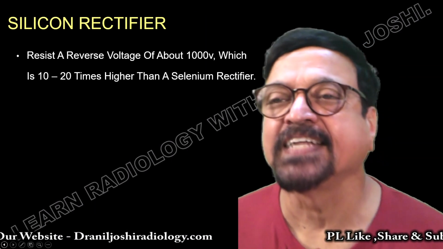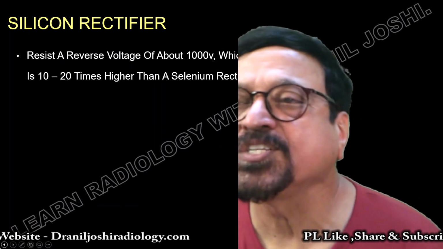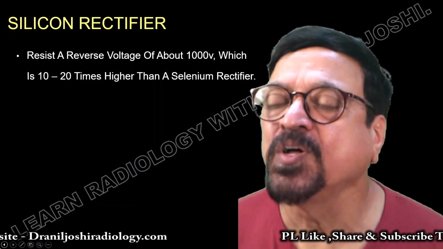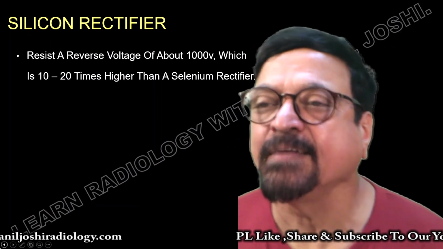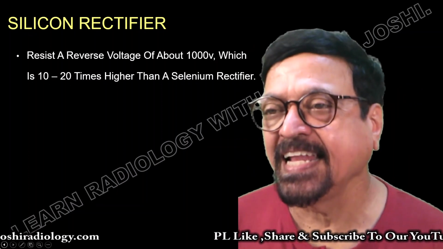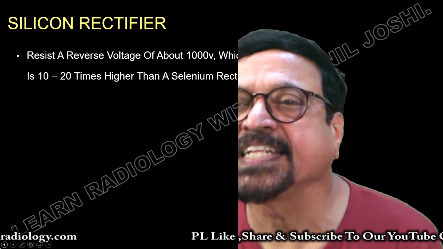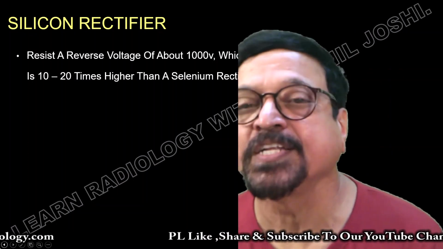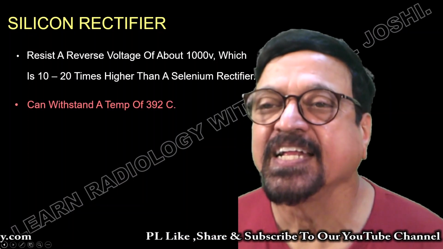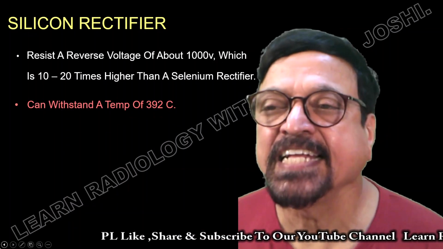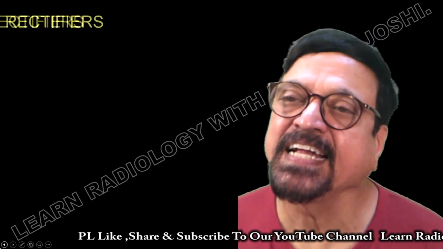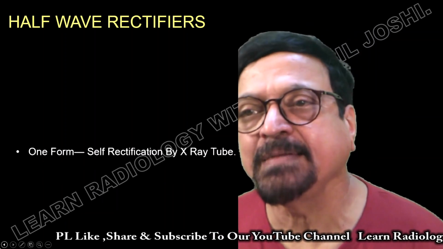Now silicon rectifiers. Silicon rectifier voltage is about 1000, which is 10 to 20 times higher than the selenium rectifiers. So here they are tolerating voltage up to 1000. You can use it for high voltage. They can withstand a temperature of 392. So heat is not a problem. They can be heated up to 392, but they will have the same efficiency.